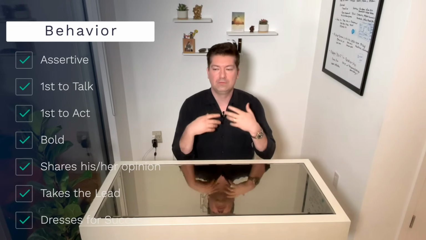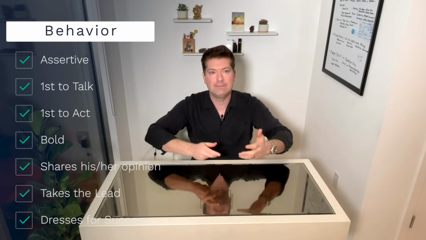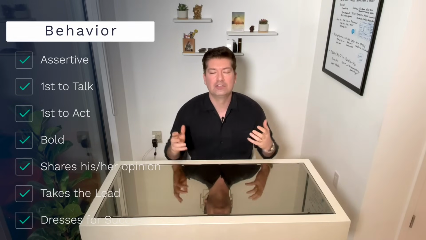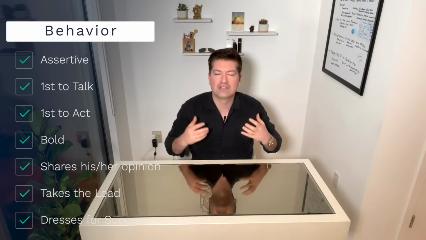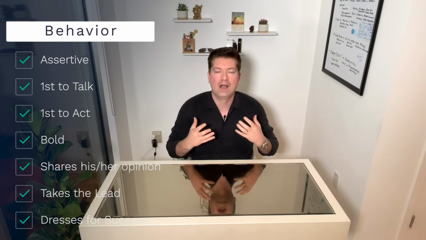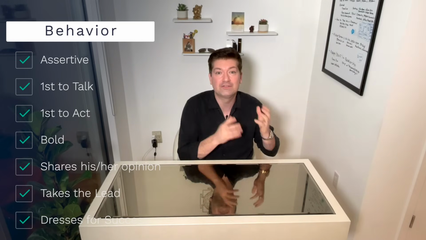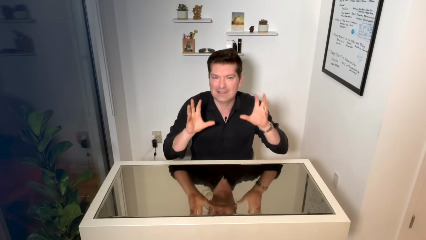So if you're hanging out with a group of people, maybe you just met a group of people for the first time, those are the things you look for. Is this person behaving this way? In terms of how they might look in appearance, I think extroverts like to look good. They want to dress to impress. They dress for success.